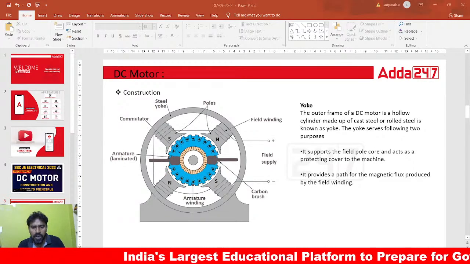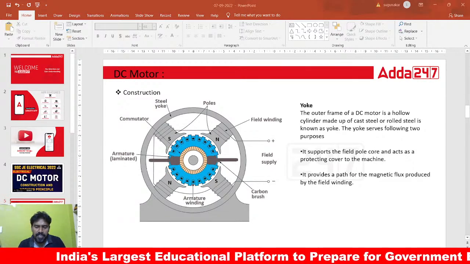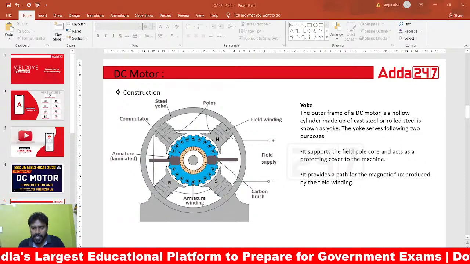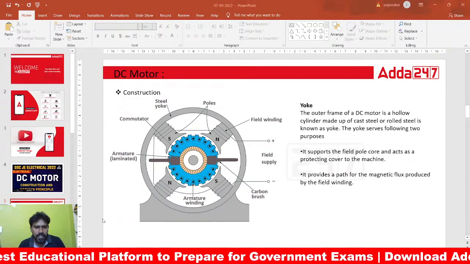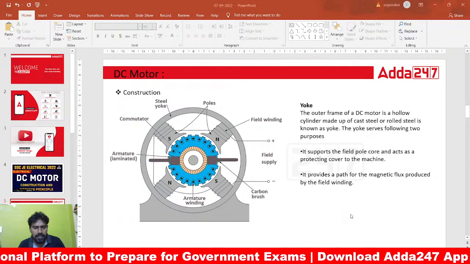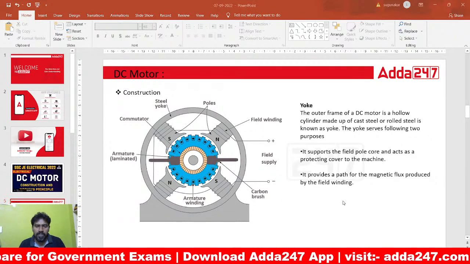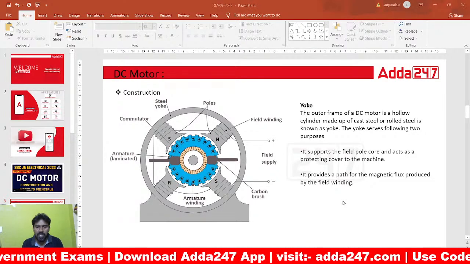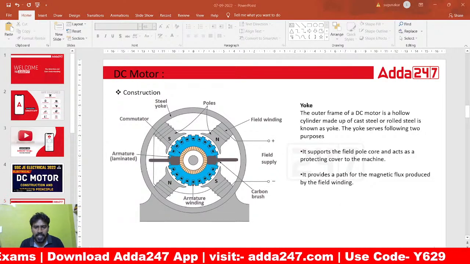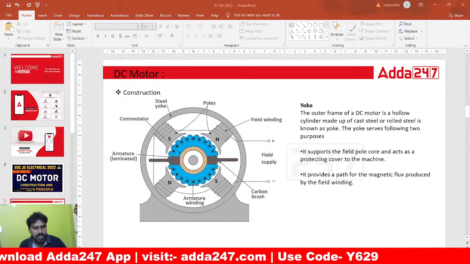So now coming to the DC motor structures. I hope you all know about the DC motors, and we are talking about the physical structure of the motor. Construction details and working principle. What are the parts in the DC motors? How are the parts working? Everything we are going to discuss in this session.